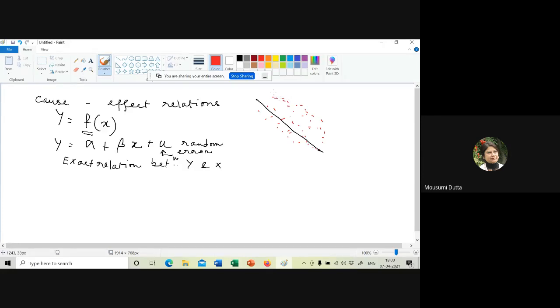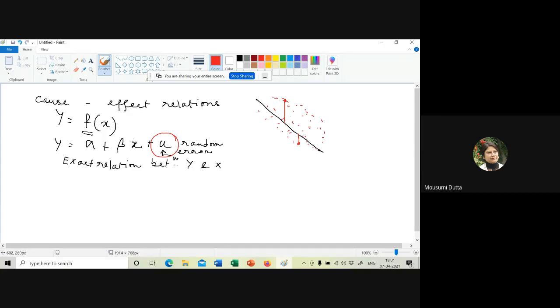Now, if you fit a line through observations, you will get this kind of solid line. However, all the points of the observations are not lying on this particular line. There is a gap between the observation and the line. If you consider this point, there is this kind of gap. If you consider this point, there is this kind of gap. So there is a distance between the observed and exact. This difference between observed and exact is called the random error. This is the random error in the analysis.